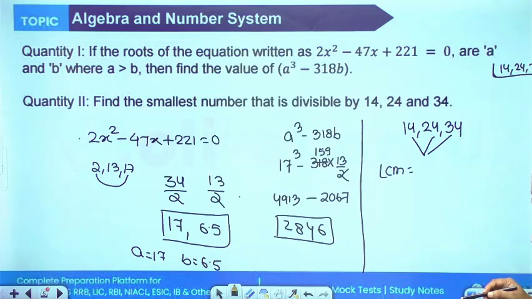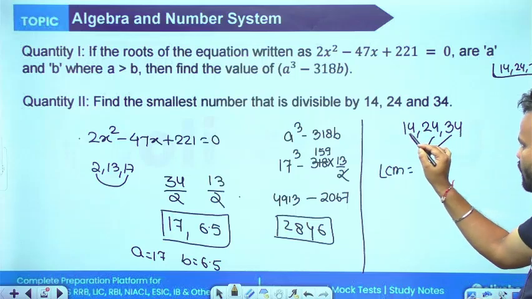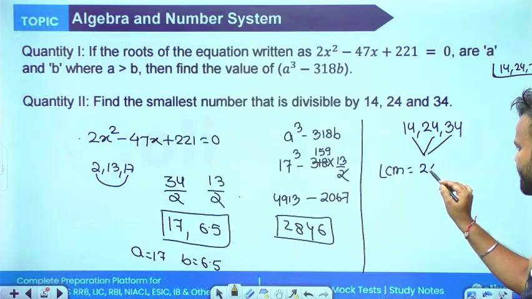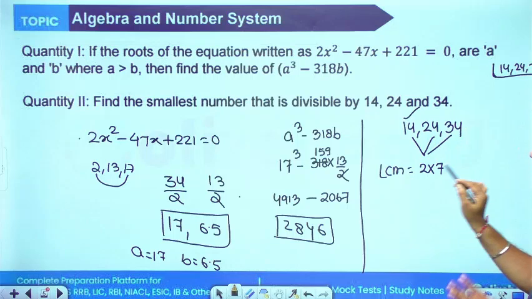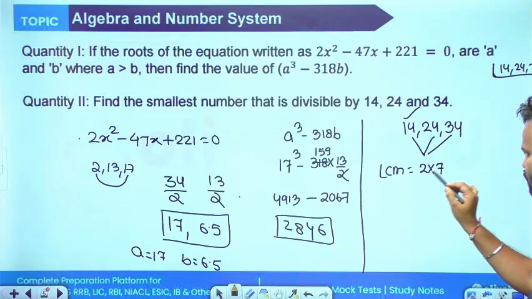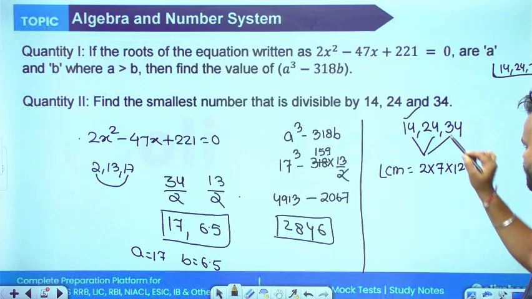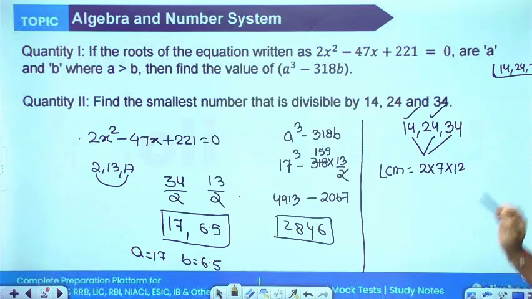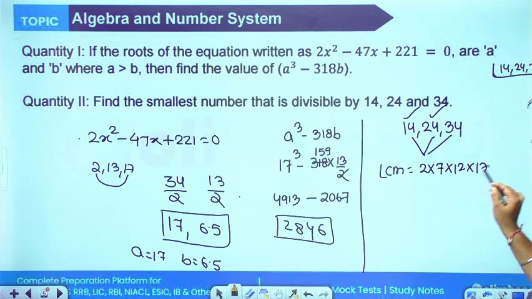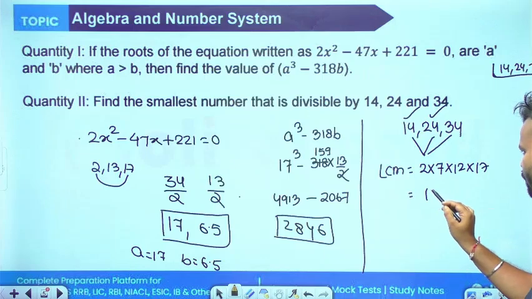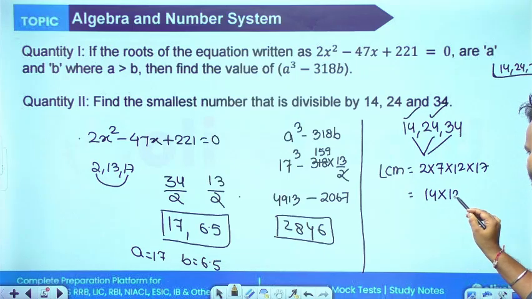Or else, let's check this out. 14 can be written as 2 into 7. 14 is over, a multiple of 14 we have. 24 can be written as 2 into 12. 24 is also over. And 34 can be written as 2 into 17. So this is the multiple: 14 multiplied by 12 multiplied by 17.